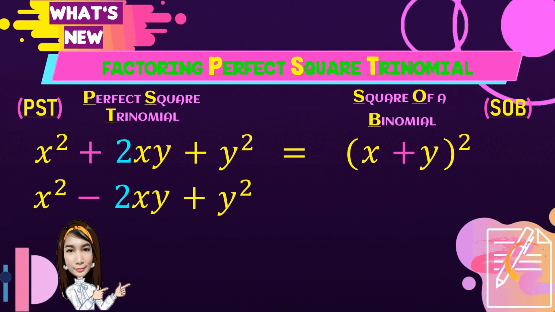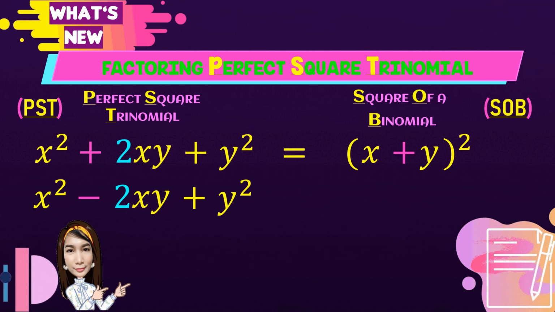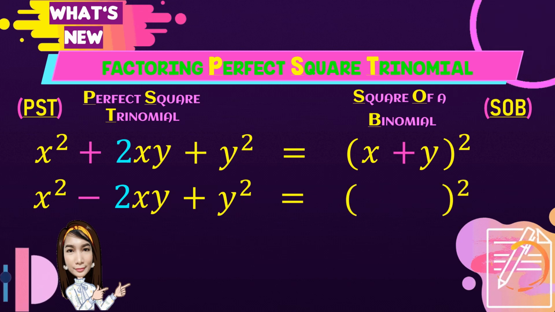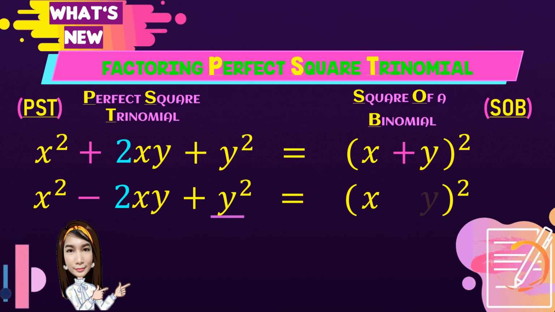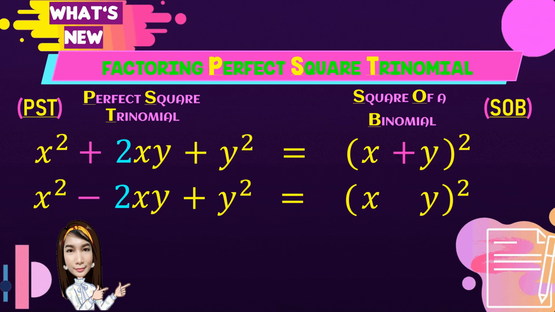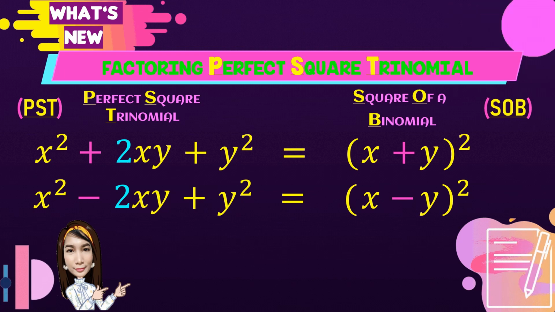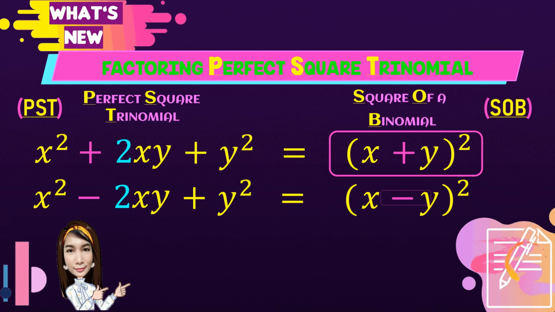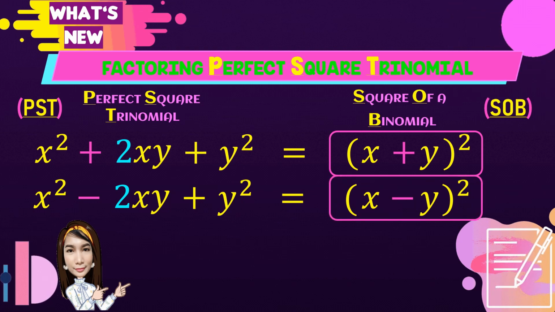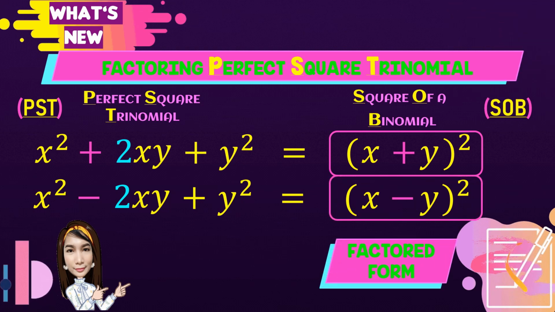Next, given x squared minus 2xy plus y squared, to get the factor, we write it as the square of a binomial. So we get the square root of the first term, x squared, we have x. We get the square root of the last term, y squared, we have y. Then, if the middle term is minus, the binomial is also minus. So we have the quantity of x minus y squared. So the quantity of x plus y squared and the quantity of x minus y squared are the factored forms.